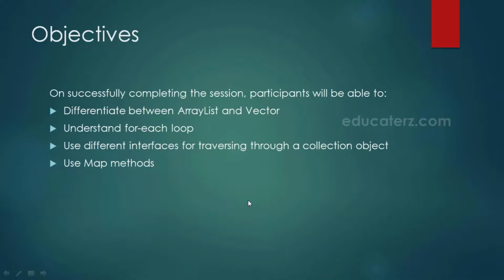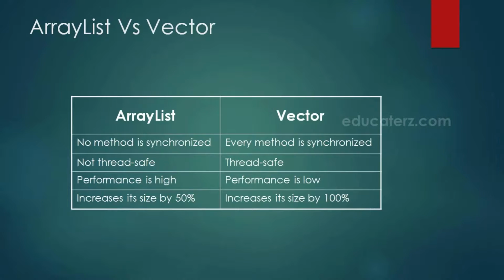In this video, we will be able to differentiate between ArrayList and Vector, and we will also know about traversing through a collection object using different interfaces and for each loop, and also usage of a few map methods. So coming to the difference between ArrayList and Vector.